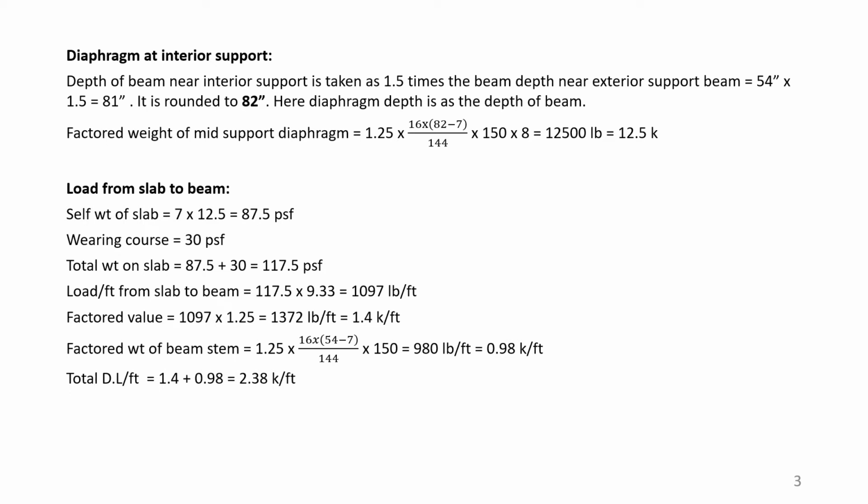Weight of the slab: slab thickness is 7 inch minimum, and per inch thickness the slab weighs 12.5 pound. That's why it is 87.5 here on page 3. And for the wearing course we have used 30 pounds, as you have done in the previous course. That's why the load per square foot is 87.5 plus 30, which is 117.5. All these simple calculations are easy, you can follow them as you have designed slabs in other courses. That's why the per square foot load is 0.98, and the total dead load is 1.4 plus 0.98, which is 2.38 kip per foot.